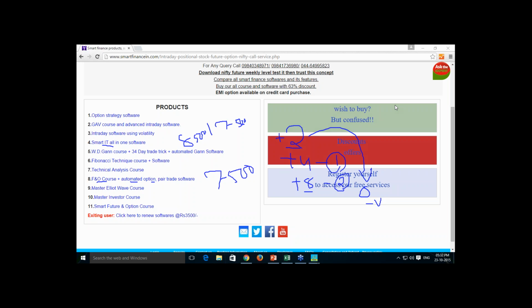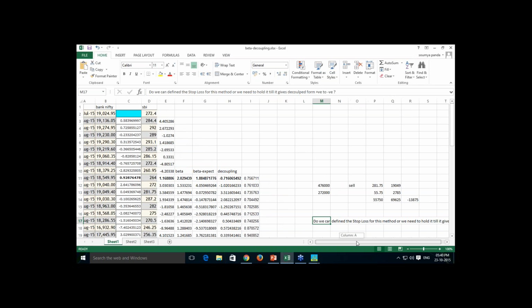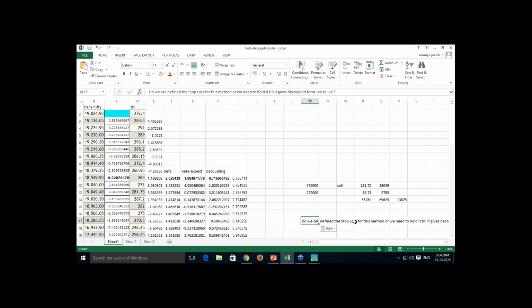Yogi has asked a very fantastic question: can you take this migration, or a decoupling from positive to negative? I have already messaged all of you. Can you define the stop loss? With this method, do we need to hold from positive to negative or negative to positive?